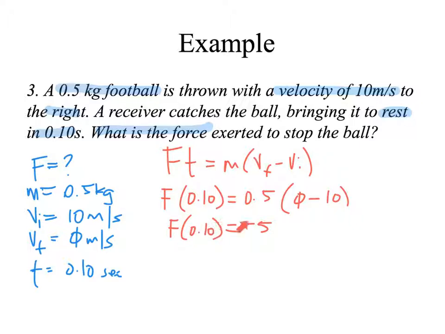Well, if I'm looking at this, I've got F times 0.10. I want to get this to the other side so that F is all by itself. So the opposite of multiply by 0.10 is to divide by 0.10. So I'm going to divide by 0.10 on both sides. And when I do that, these cancel out, and that gives me F all by itself. And I have a negative 5 divided by 0.10, and that gives me a force of negative 50.